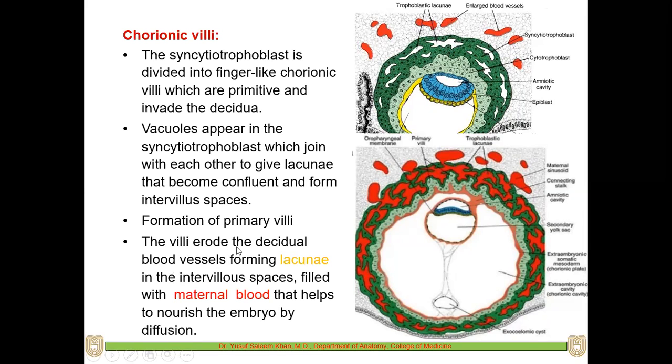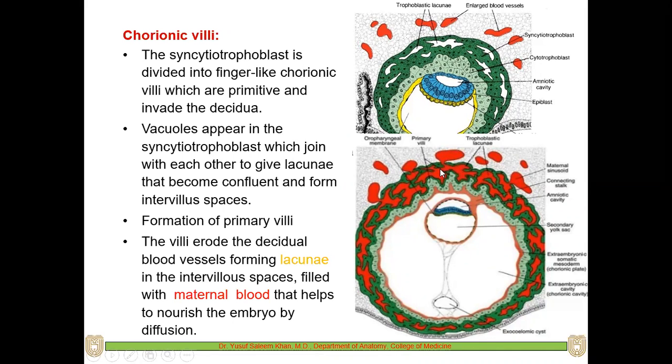So the villi erode the decidua. So decidua is this one. They start eroding the decidua and decidual blood vessels, forming lacunae in the intervillous space. So these lacunae of the intervillous space are filled with maternal blood. Now the maternal blood has entered into this villus. The fetus is still here, in the form of a bilaminar disc. Still it is in the bilaminar disc.